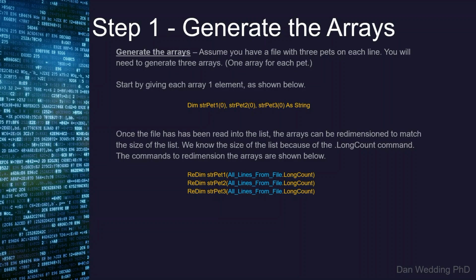Assume you have a file with 3 pets on each line. You will need to generate 3 arrays. Start by giving each array one element as shown below. Once the file has been read into the list, the array can be redimensioned to match the size of the list. We know the size of the list because of the long count command. The command to redimension the arrays is shown below.